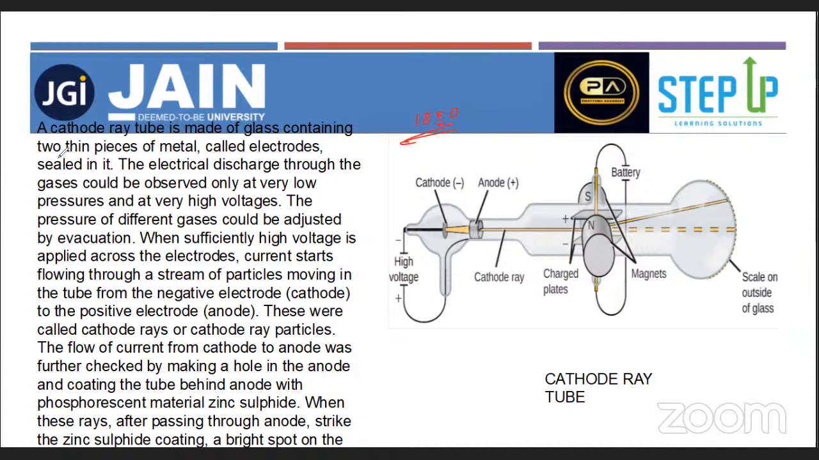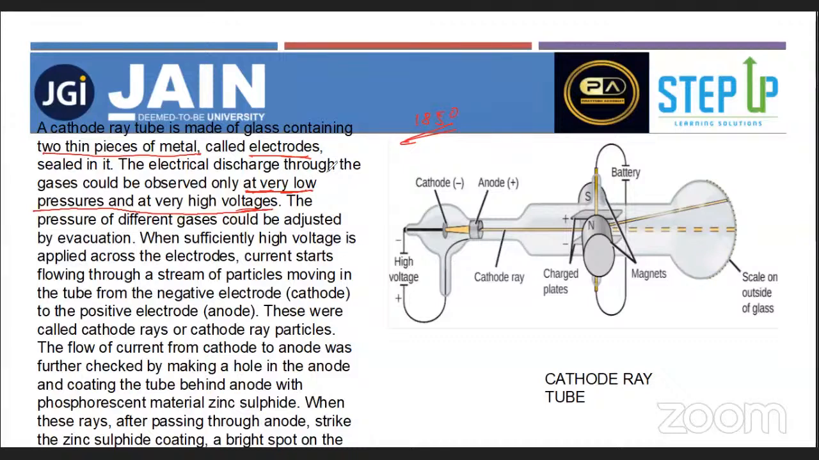It is basically a glass tube containing two thin pieces of metal. Those are known as electrodes. So we have a cathode as well as an anode here. These are very thin when we talk about their dimension. The electrical discharge through gases could be observed only at very low pressure and at very high voltage.